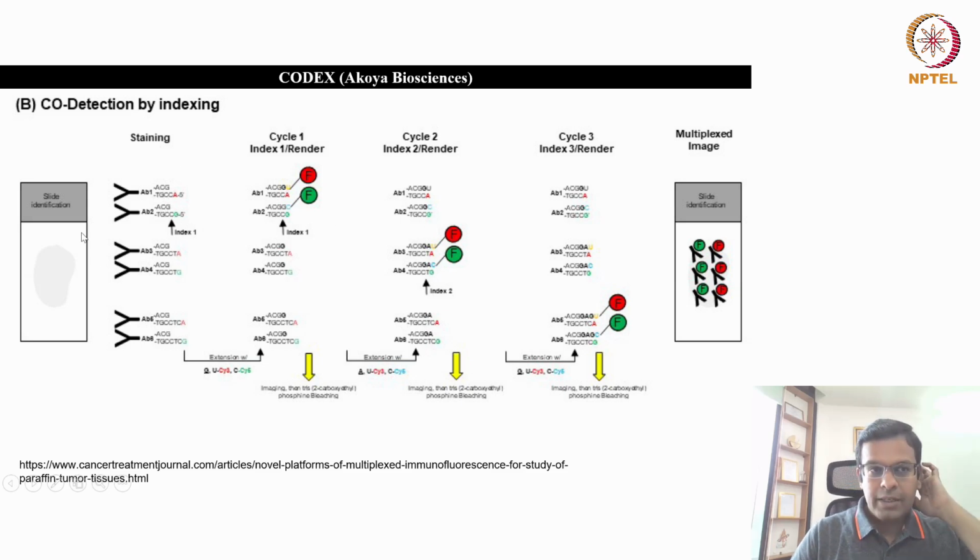Here is another example of how this technique works. This is your slide. You prepare it the way you prepare your immunofluorescence slide, but you have to use the CODEX antibodies, which are labeled with a single-stranded DNA probe. Let's say here there are antibodies numbered 1, 2, 3, 4, and 6 and 8. So they will bind to your different proteins.